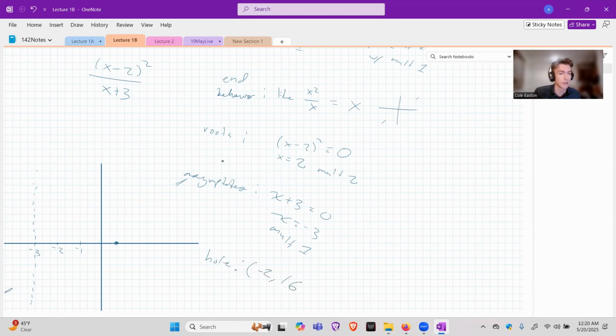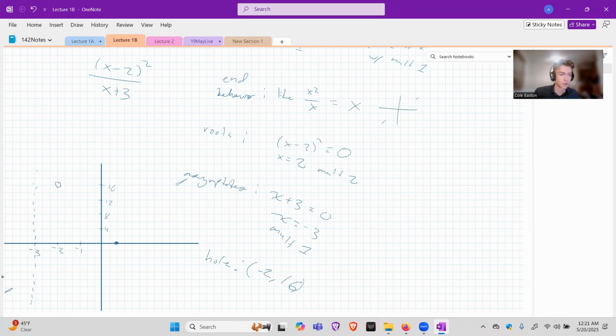So, oh gosh, what do I want my scale to be here? Let's go to, yeah, I'll count by twos. So I'll make this 4, 8, 12, 16. And so our hole is going to be -2, 16. And I'm going to draw that as an open circle.